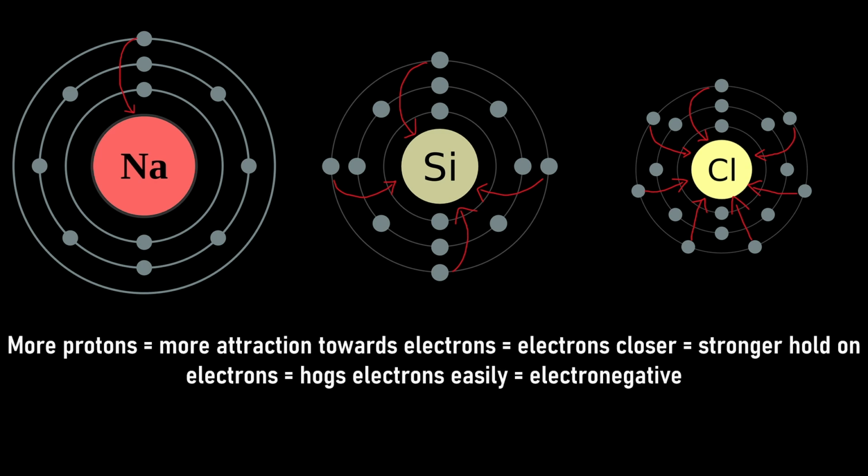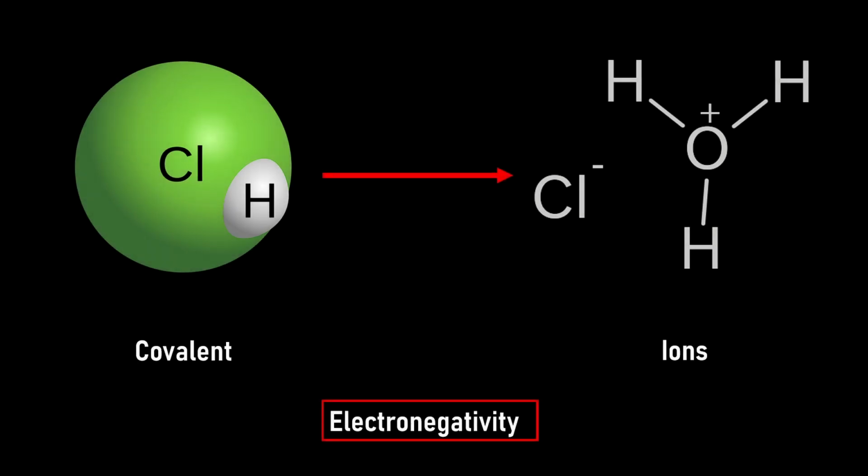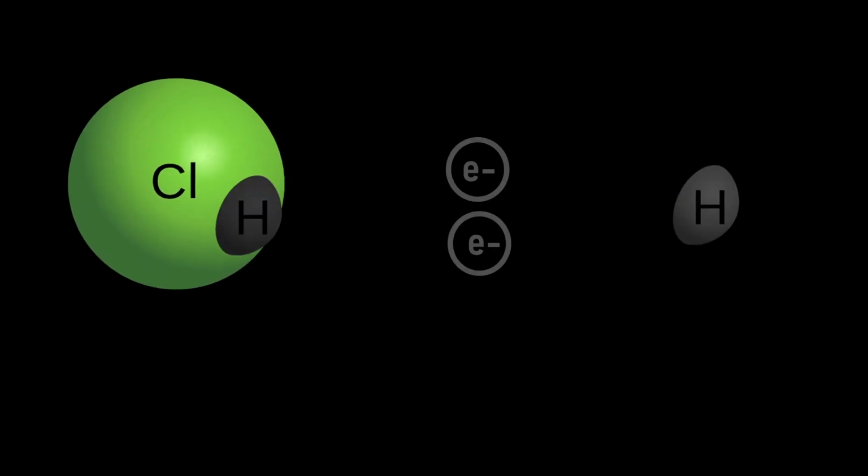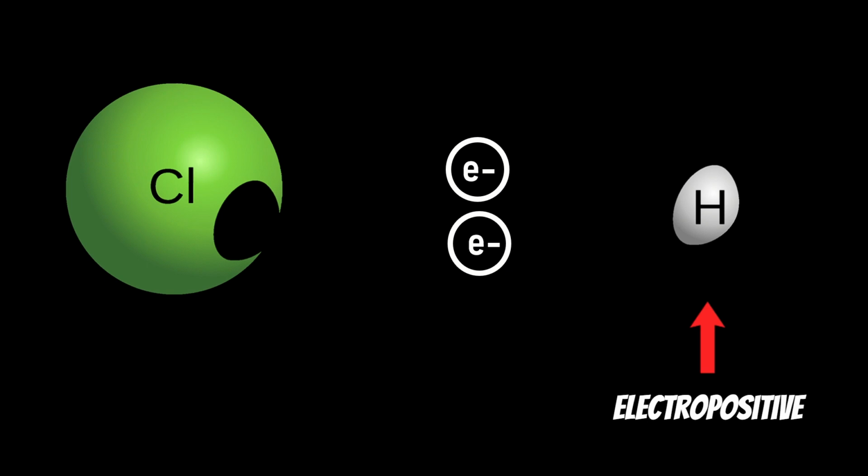So basically, more protons means more attraction for the electrons, which means electrons get closer to the center, which means a stronger hold on the electrons, which means the atom hogs electrons easily, which is electronegativity. This explains the mystery. In hydrogen chloride, hydrogen is very electropositive, while chlorine is very electronegative.